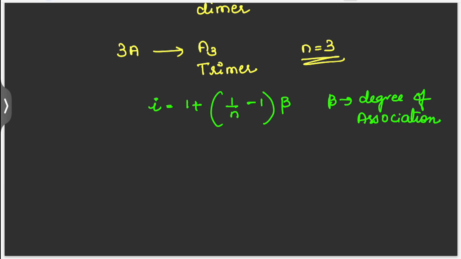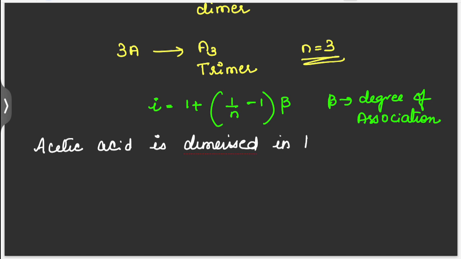We'll take one example and understand this. Example: acetic acid is dimerized in benzene up to 30%. Find the value of I. I is the Van't Hoff factor. So this is the question. You have to find the I value.